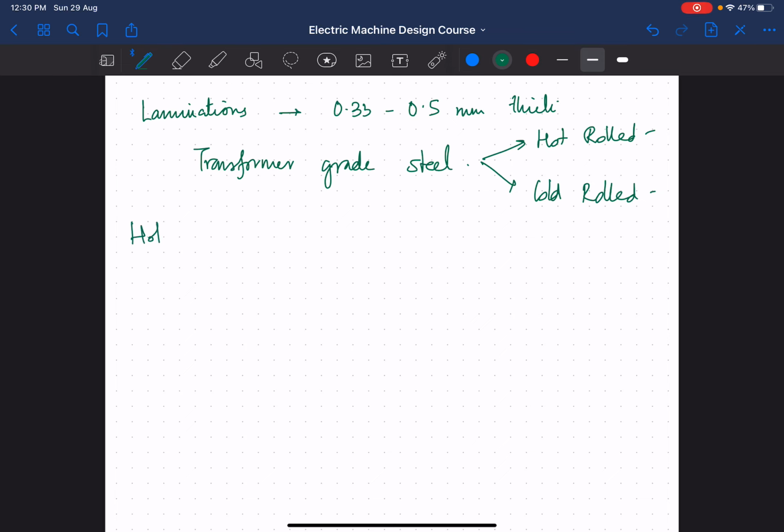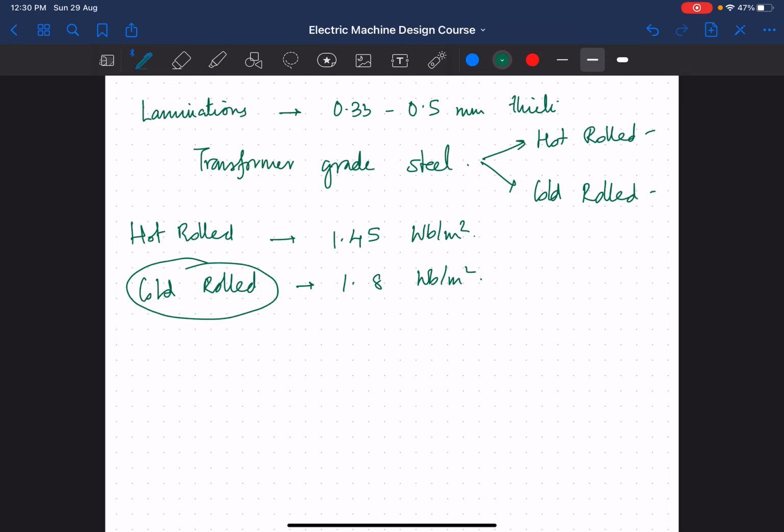The hot rolled steel permits a flux density of around 1.45 Weber per meter square, whereas the cold rolled steels permit a flux density of around 1.8 Weber per meter square. This is a bit costlier. Making this cold rolled steel is a bit costlier than hot rolled steel, but the advantage is that it permits a higher flux density.